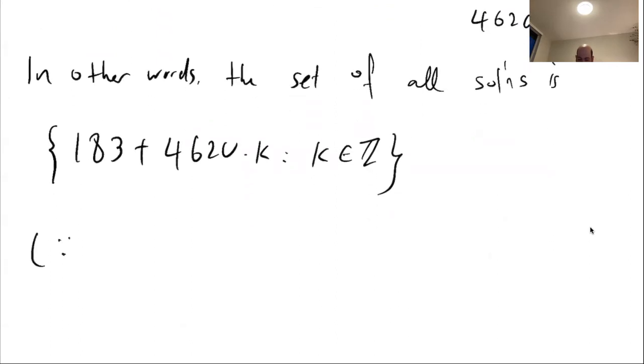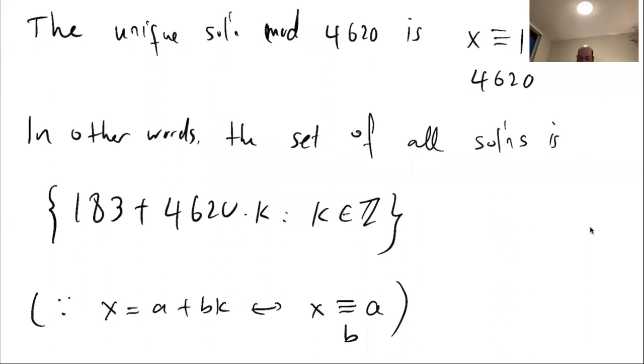So I can also mention here that x equals, let's say, a plus bk if and only if x is a mod b. So these two are equivalent. Now my a is 183 and my b is 4,620. But whenever x is a plus bk for some integer k, I can say that x is a mod b, and also conversely.